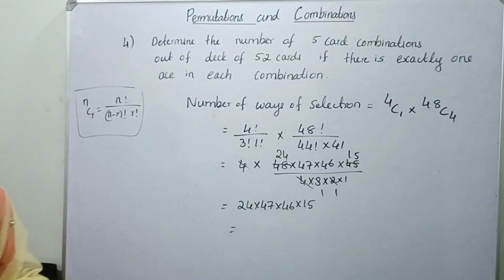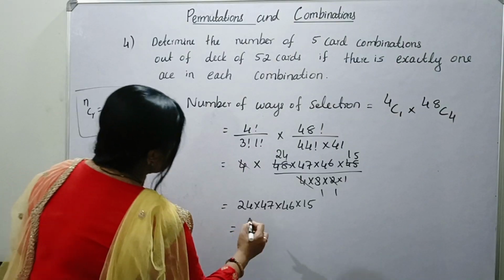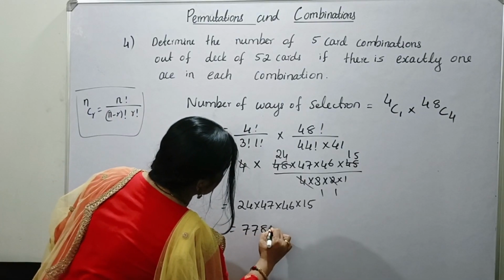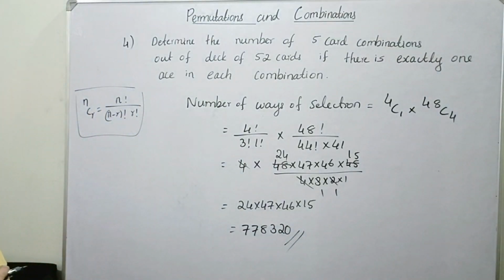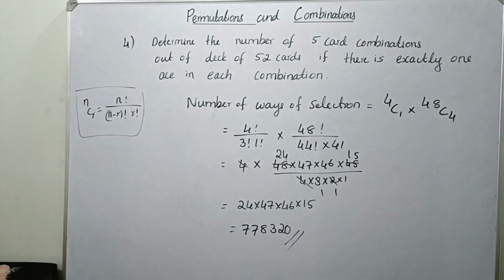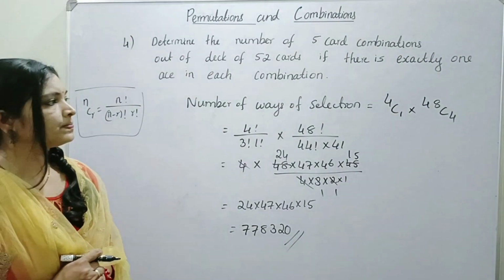So the answer is 7,78,320, which is the number of ways of selection.